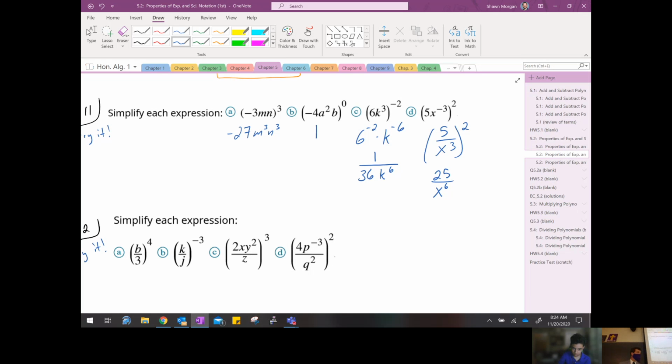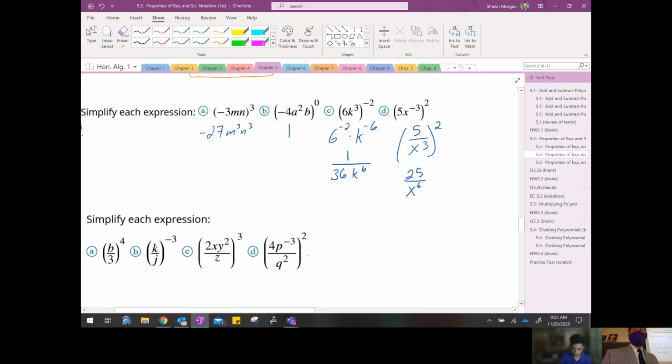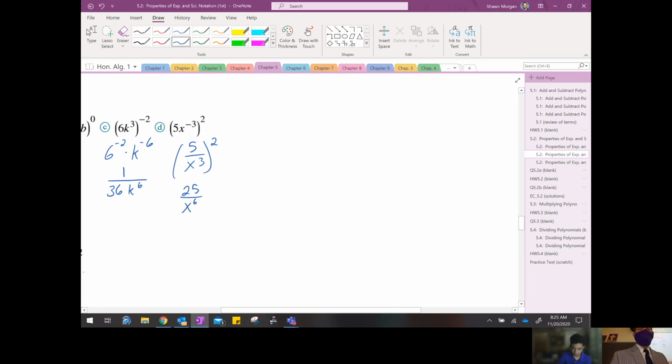Okay. Any questions on 11? For 11D, you could have just put 1 over 25x to the 6. No, that's a good question. The 5 does not have a negative exponent, so I would leave the 5 alone. Like if we had 5x to the -3rd, forget the square, just 5x to the -3rd, right? That's going to be 5 over x to the +3rd.